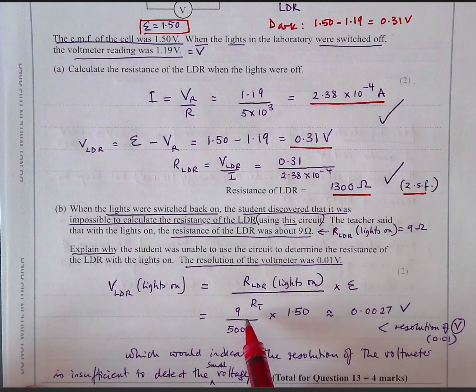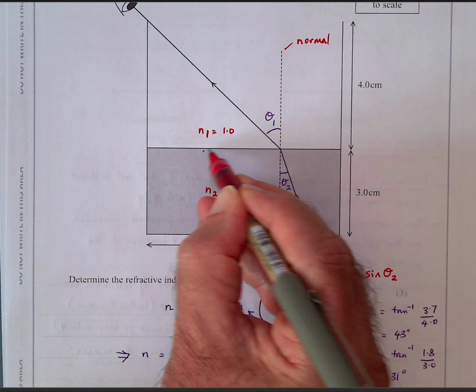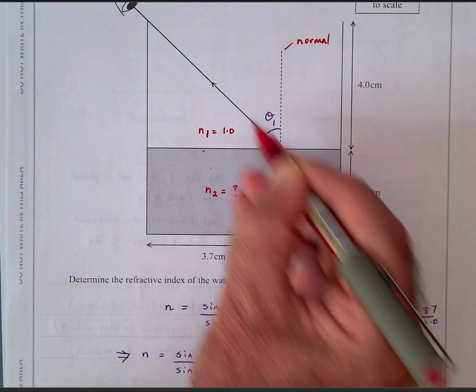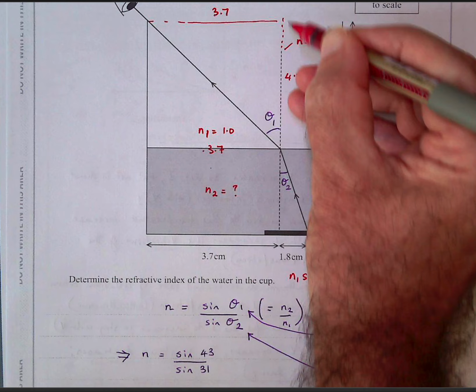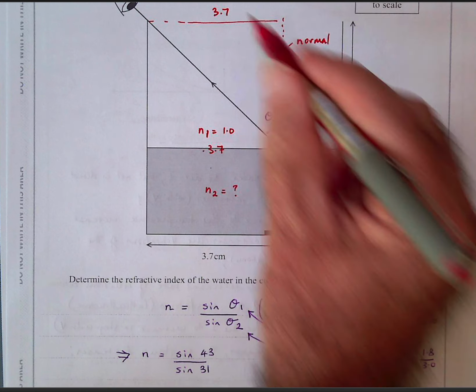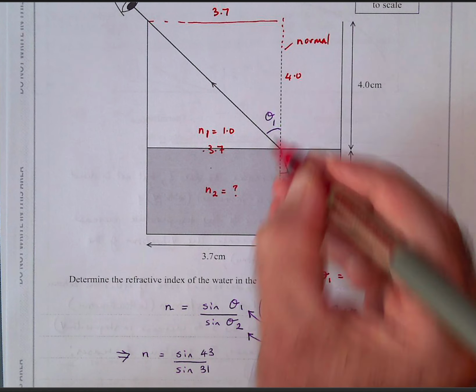Okay, so where theta 1 is equal to 3.7 here divided by 4, which is here. So this is 3.7. Here's 3.7. So that would be also equal to, if you join the dotted line up, that will be 3.7 up there. And this is 4.0 here, from there to there. So tan is opposite over adjacent. So once you do that, you'll work out that theta 1 is 43 degrees.